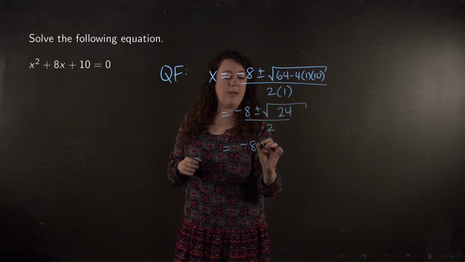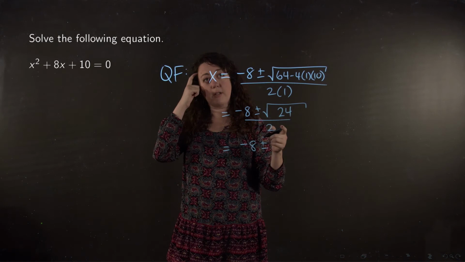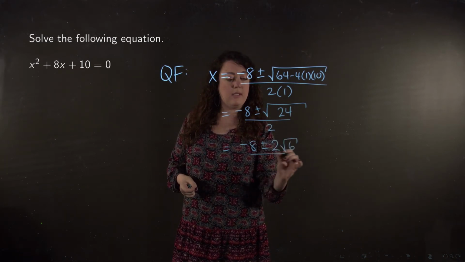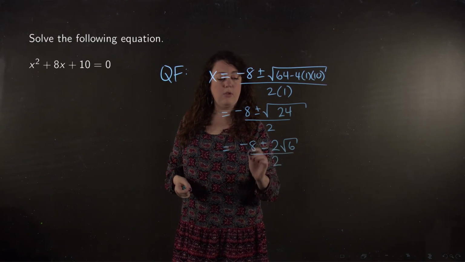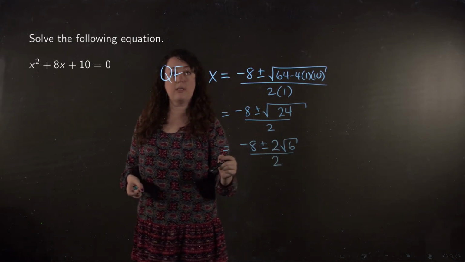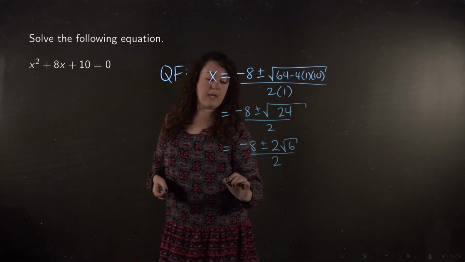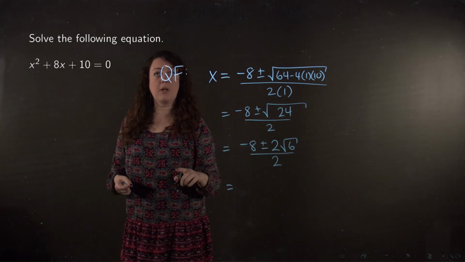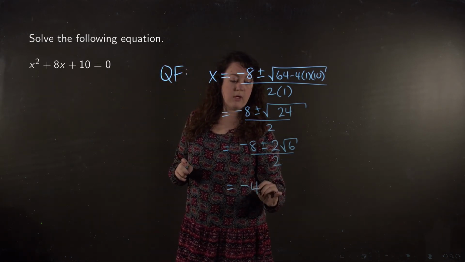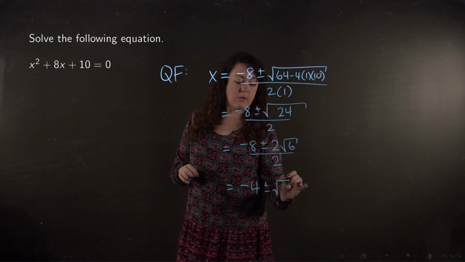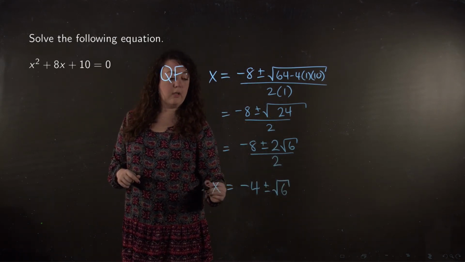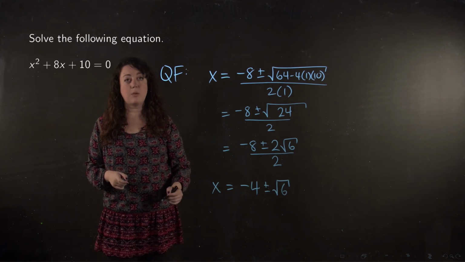So that's negative 8 plus or minus. 24 has a factor of 4, which we'll square root out, leaving a 6 behind, over 2. Now all the top terms will reduce, not cancel, with the 2 in the denominator because all three terms have a common factor of 2. So the 8 will go down to a negative 4, and the 2 in front of the square root will just go away. So our solutions to our equation are negative 4 plus or minus the square root of 6.